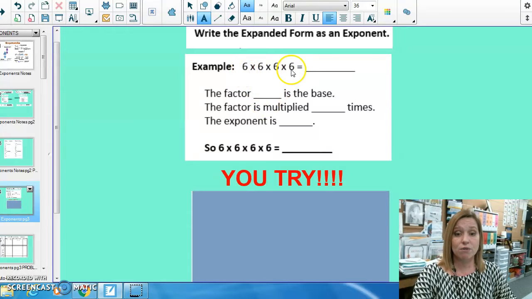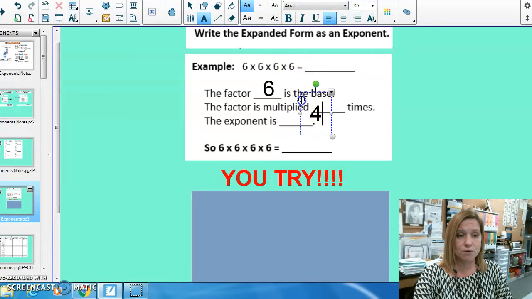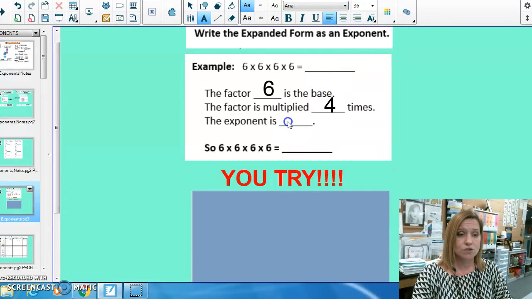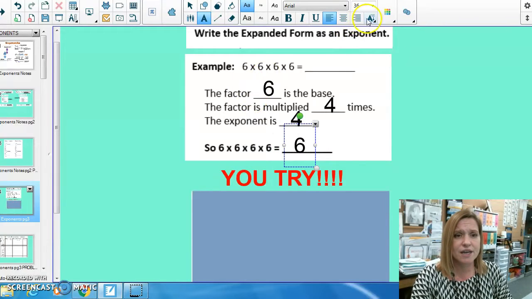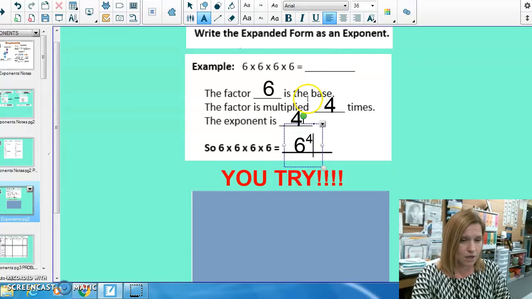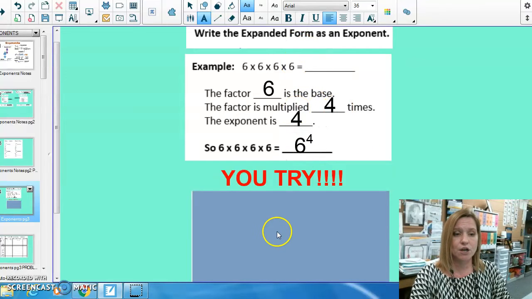So what's the factor? What are we multiplying together? The factor is 6. That is also known as our base in our exponent. The factor is multiplied. How many times are we multiplying that 6 together? Well, there are 4 of those 6's, so we're going to multiply it together 4 times. So that exponent is going to be 4 when we write out our problem. So 6 times 6 times 6 times 6, written out in exponential form, is 6 to the 4th power. And that's how you write it.